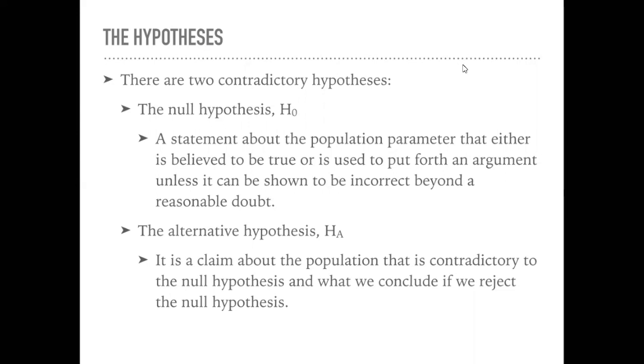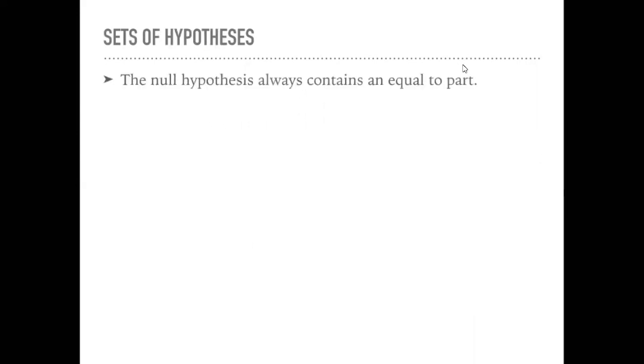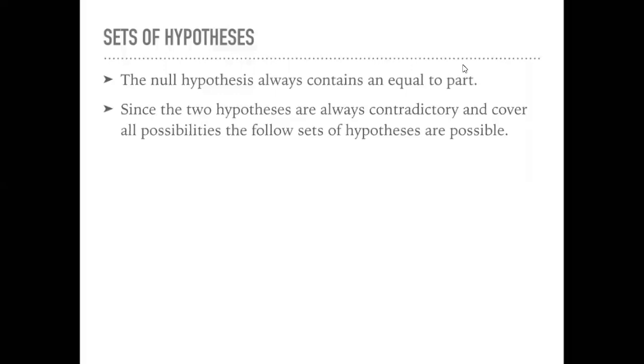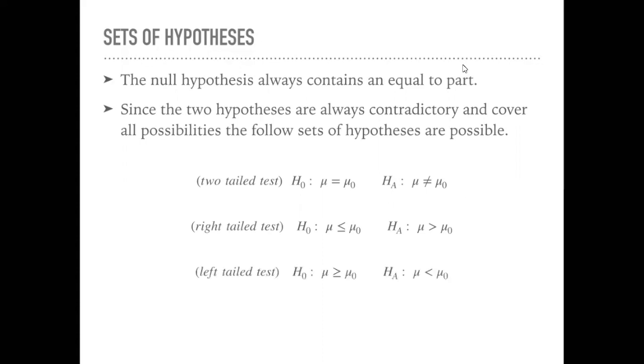Now, since they have to be contradictory and the null hypothesis is going to have to contain an equals part, what we're going to see is there's only a few sets of hypotheses that we could have. So we could have something called the 2-tailed test, where the null hypothesis is the mean is equal to some value. The alternative hypothesis is the mean is not equal to some value. A right-tailed test would be the null hypothesis is the mean is less than or equal to some value. Alternative hypothesis, the mean is greater than some value. And a left-tailed test, where the null hypothesis is the mean is greater than or equal to some value. The alternative hypothesis, the mean is less than some value.